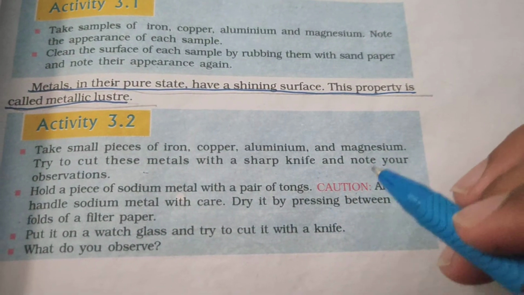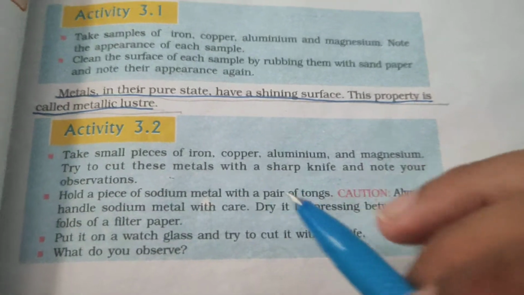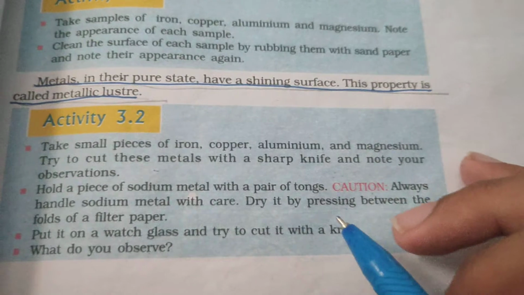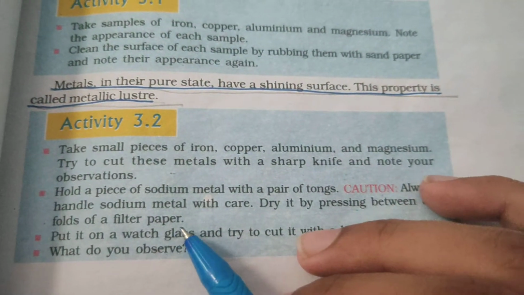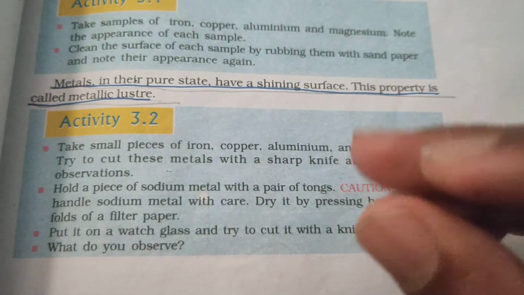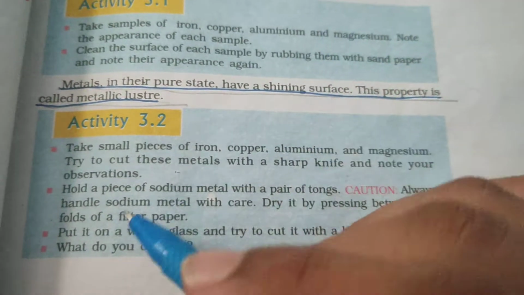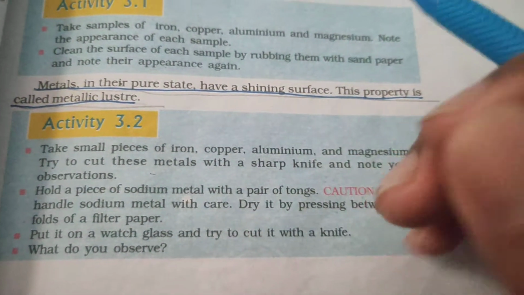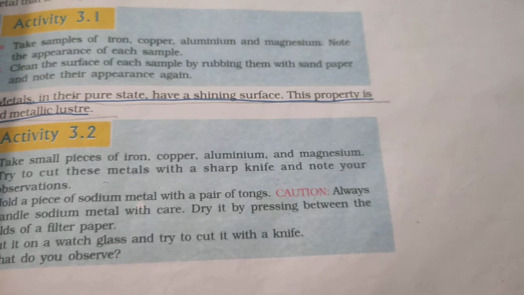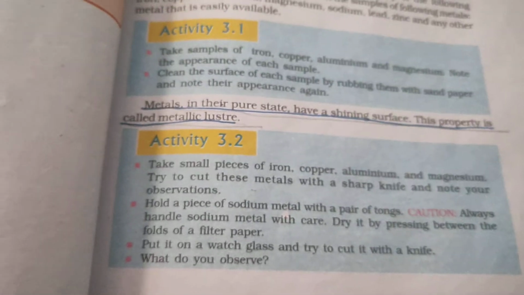a pair of tongs. Always handle sodium metal with care because it is highly reactive. Dry it by pressing between the folds of a filter paper. So filter paper will soak all the water and moisture from it. Put it on a watch glass. A watch glass is nothing but just a simple plate. Try to cut it with the knife. What do you observe?